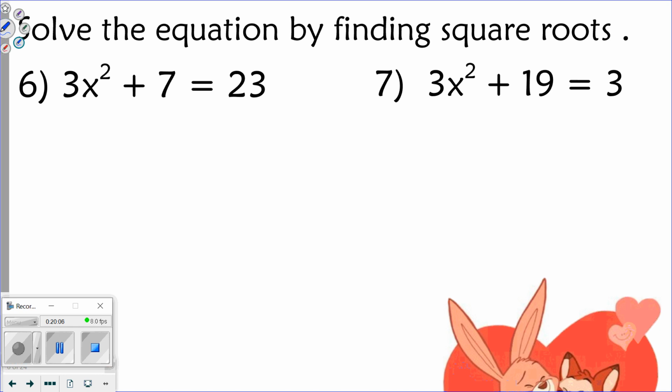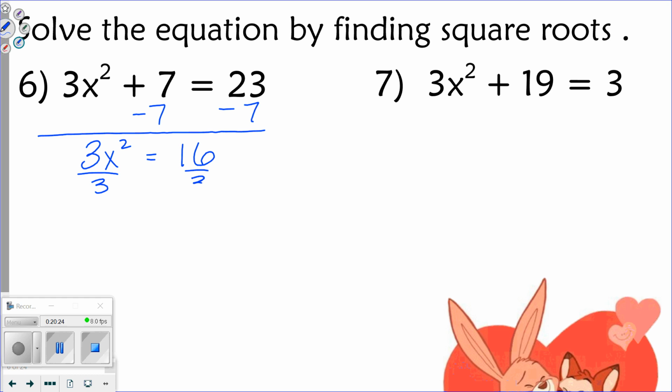All right, guys. Number 6. First thing is subtract your 7 to both sides. So 3x squared equals 16. A couple of you attempted to take the square root of both sides right there. Okay, that is not by itself. We have to divide by the 3. X squared equals 16 over 3. That does not divide or simplify. Then you can take the square root.